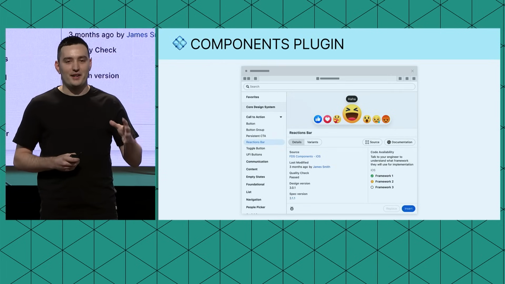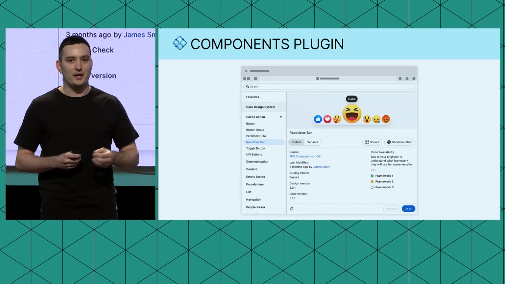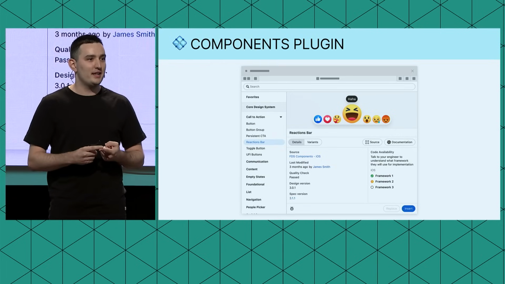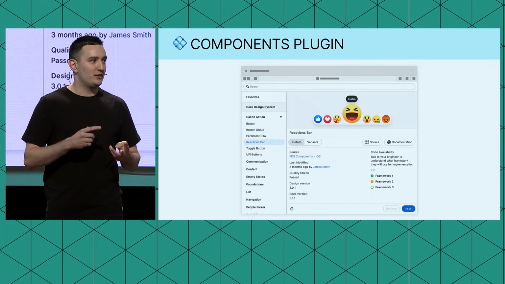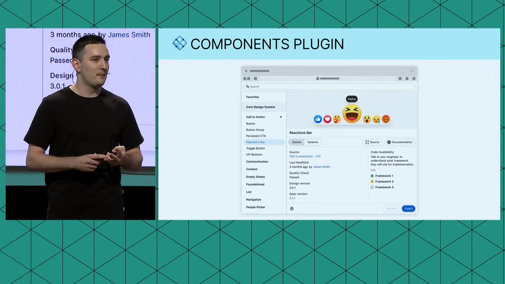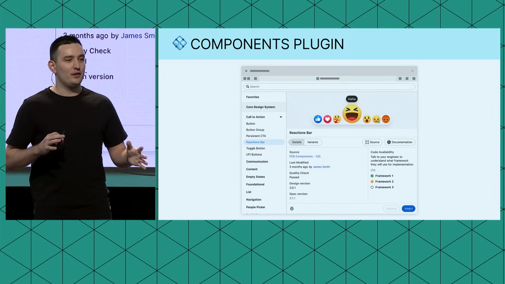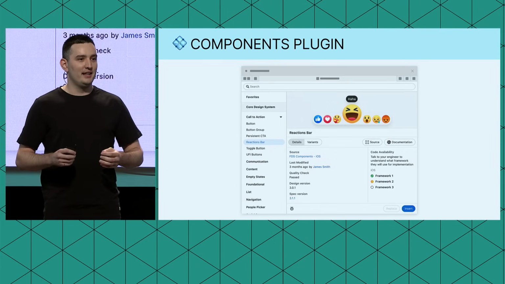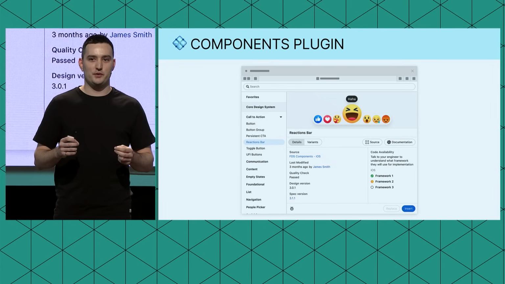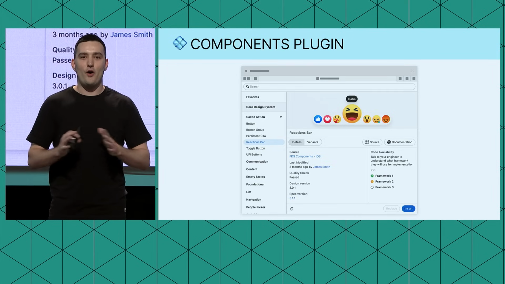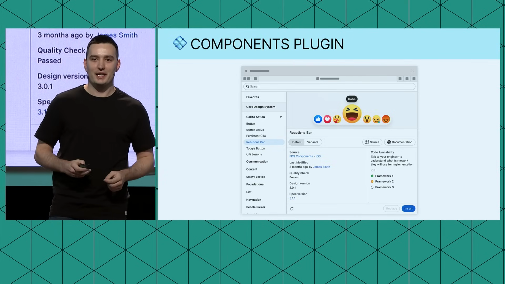Designers can also find key information for each component, like which team owns it, link to its spec, and code availability information. Instead of looking for all of this information ad hoc, designers benefit from a customized user experience that provides all the necessary information in one place.